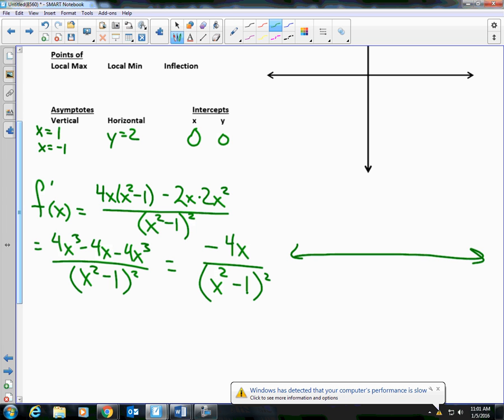So I have to identify where the derivative is undefined, as well as where the derivative is equal to 0. Where's the derivative equal to 0? Where's the top equal to 0? 0. Where's the bottom equal to 0? Negative 1 and positive 1. There you go.